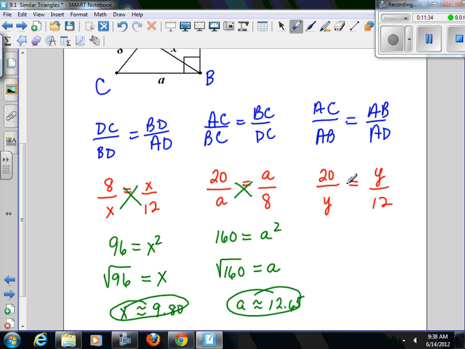Now, let's finish up our last proportion. We'll cross multiply. 20 times 12 gives us 240, which is equal to Y squared. We'll take the square root of 240 to give us Y. And when we do that and round our answer to the nearest hundredth, we will end up with Y is approximately 15.49.